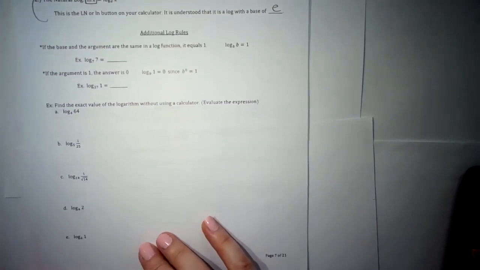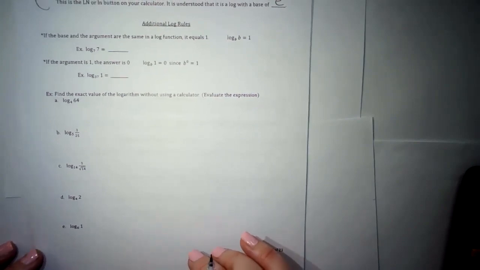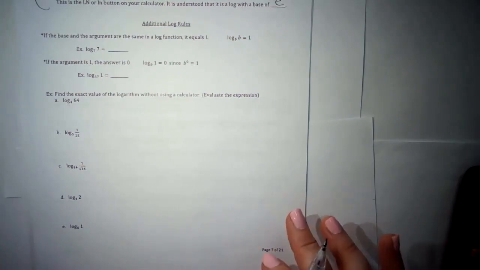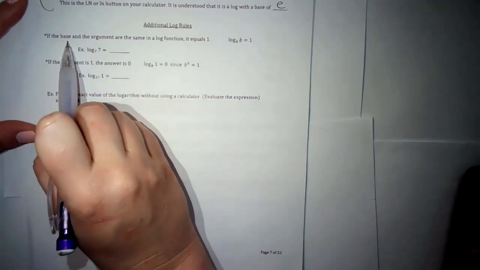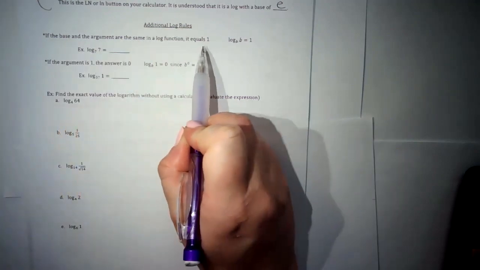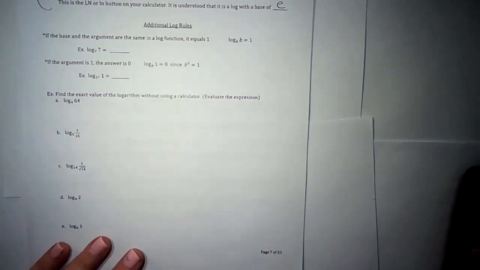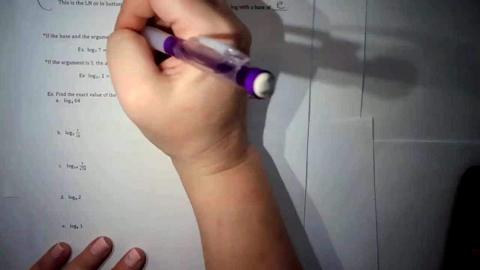Okay, so let's look at some other log rules. There's a couple other log rules. Then we're going to jump right in and start solving logs, and then we're going to find out how to put them in our calculator. Okay, 2 other log rules. If your base and your argument are exactly the same, the whole thing equals 1. So for example, my base and my argument are the same, the whole thing equals 1. You don't even have to think about it.